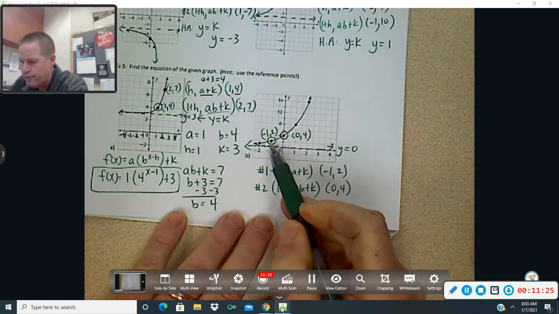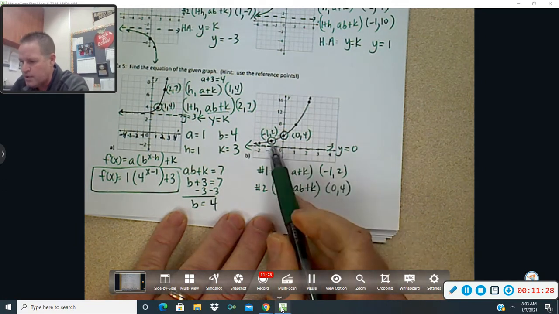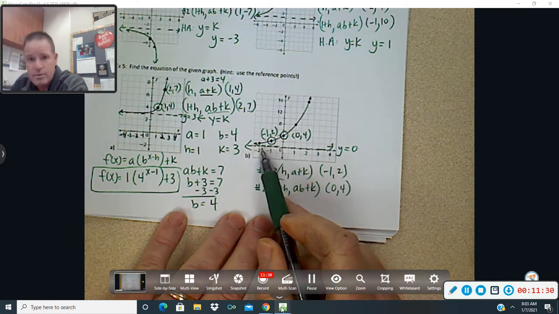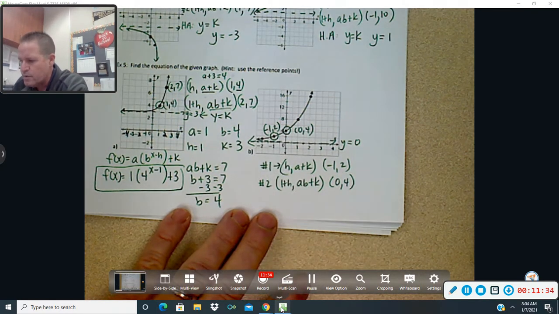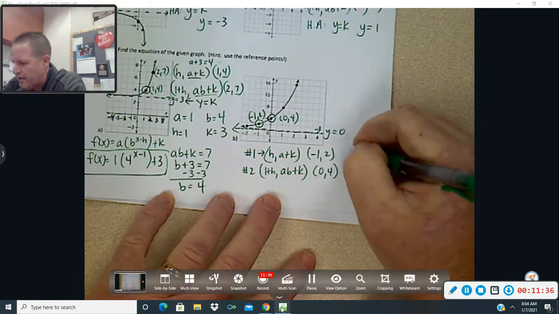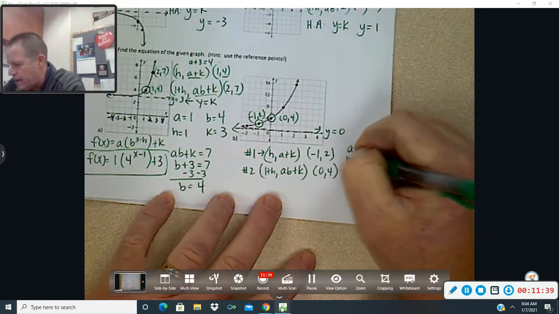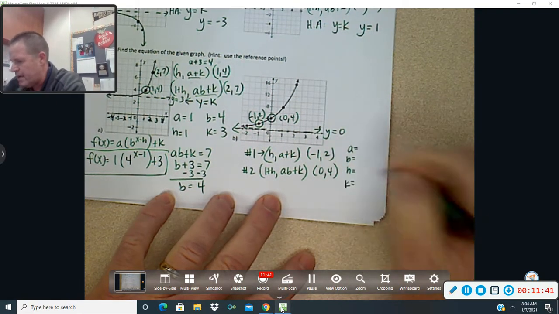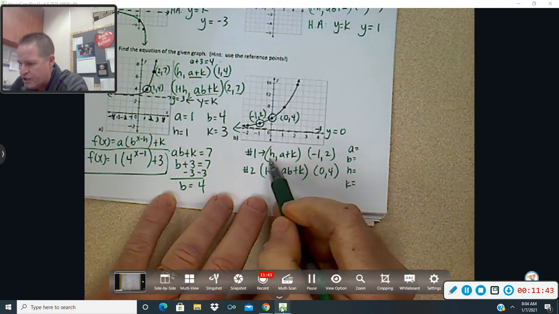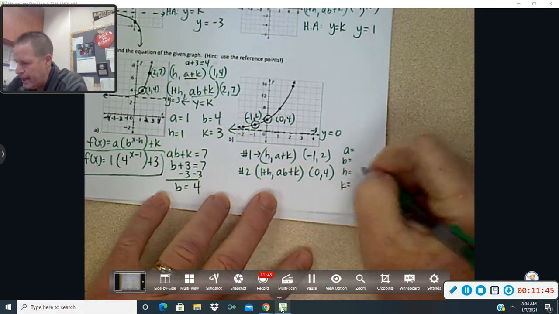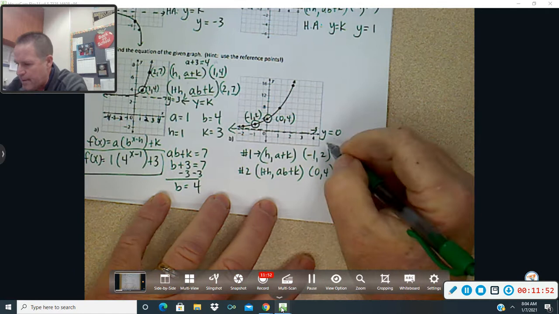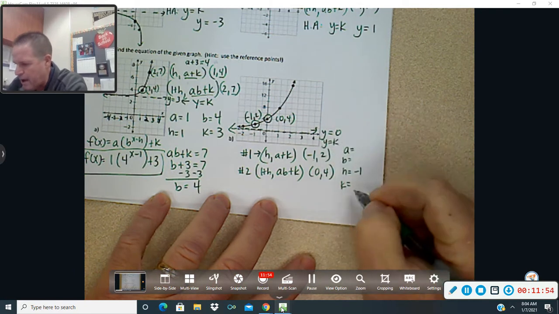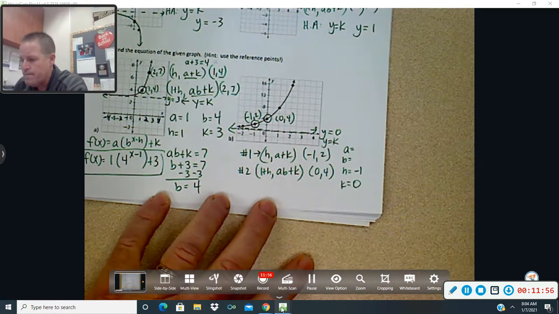Okay, so again, your first reference point is always the one closest to the axis, or sorry, to the asymptote. Said that wrong. Close to the asymptote. And then the second one is the one that follows. All right, so again, we need to find A, we need to find B, we need to find H, we need to find K. Remember, H is the easy one. It's right here. H is -1. Okay. The next thing I want to go to is K, because my asymptote is y equals K. So my K is 0.